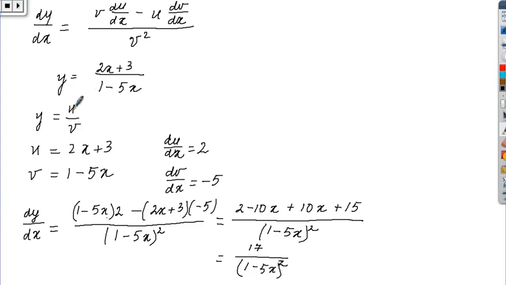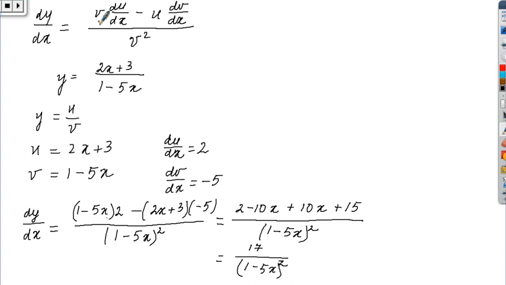Let's start practicing. Here is the first question. Let's say y is 2x plus 3 over 1 minus 5x. This function is of the form u over v, where u is 2x plus 3 and v is 1 minus 5x. To apply the quotient rule, we need also to get du by dx and dv by dx. So let's differentiate u by dx, we are getting 2, and let's differentiate v by dx, we are getting minus 5. Now everything that is left is just to collect all the pieces together.